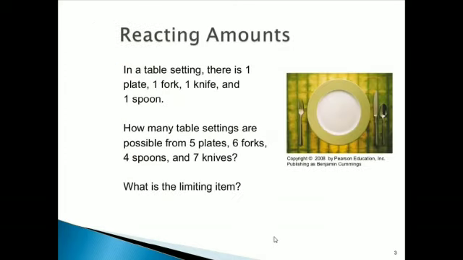Reacting amounts: suppose in a table setting, 1 plate, 1 fork, 1 knife and 1 spoon. How many table settings are possible from 5 plates, 6 forks, 4 spoons and 7 knives? Think about it. Among all these items, which one is the limiting item? Which is less in number? That means the 4 spoons.